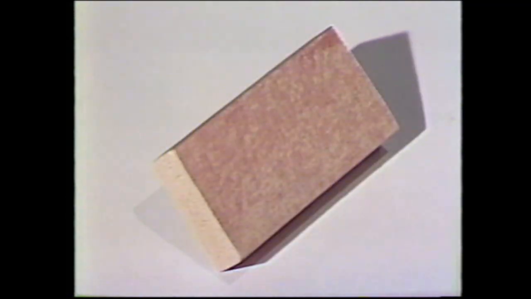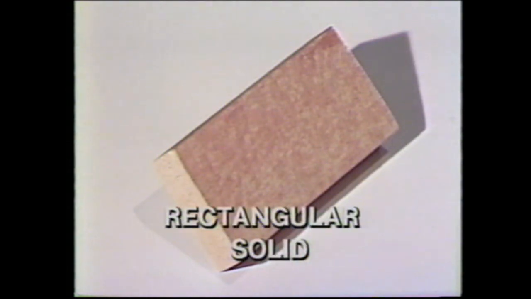So far, we've been working in only 2 dimensions. However, solid objects, as we've already learned, occupy space in 3 dimensions: length, width, and height. First, let's examine a rectangular solid.